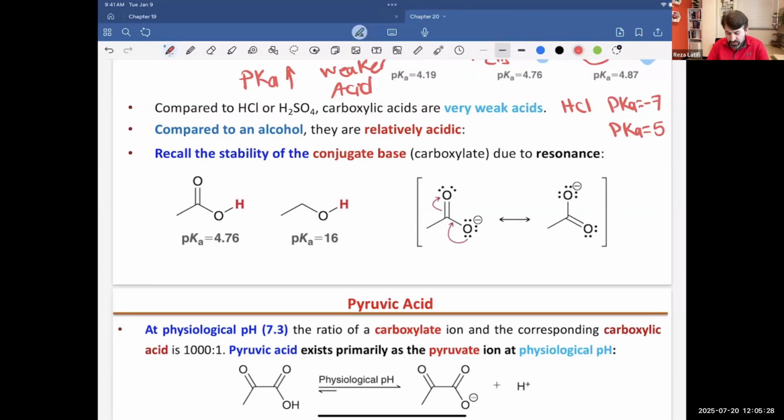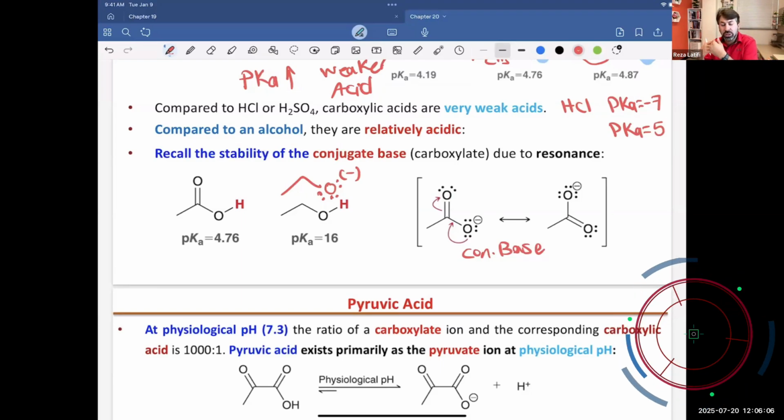And the reason for it: whenever we take H from ethanol, we will get this species with a -1 charge that does not have any resonance structure. But if I take H from acetic acid, that's going to leave me with acetate that has 2 resonance structures. And the more resonance structures you have, the higher the stability the conjugate base will get. So the conjugate base will be more stable when you're talking about acetic acid. And because it's more stable, the reaction is going to shift to the right side. That means it will want to release H+. So the acid will be a stronger acid.